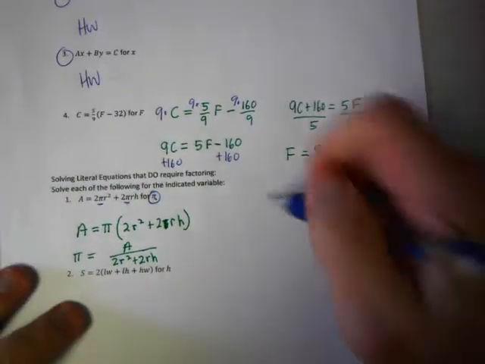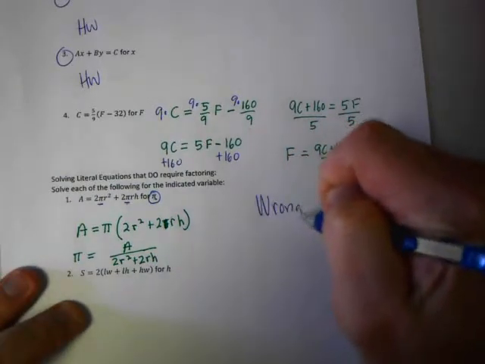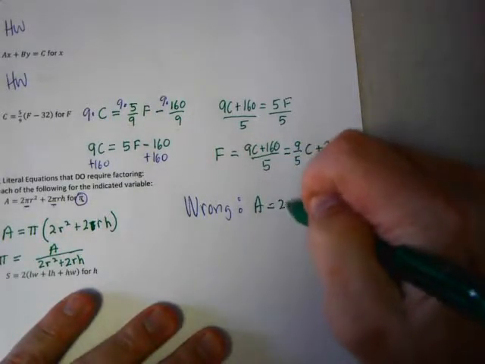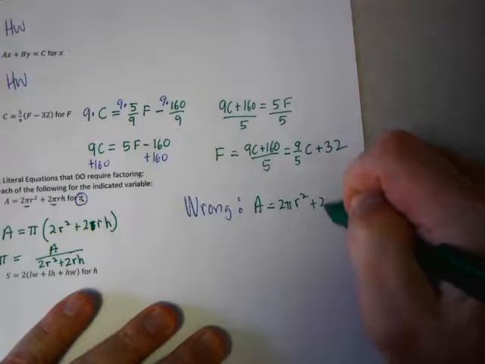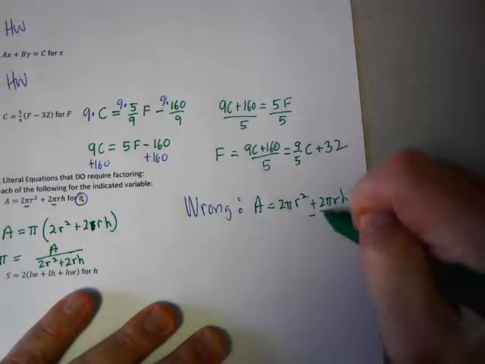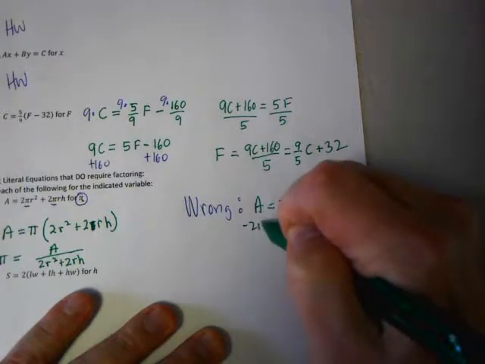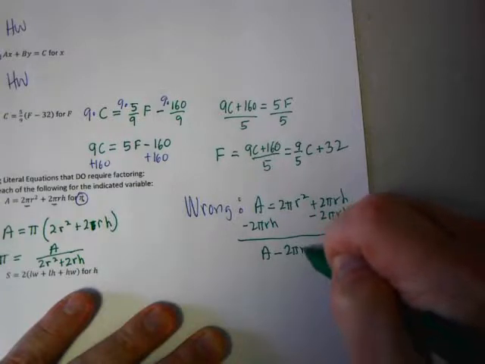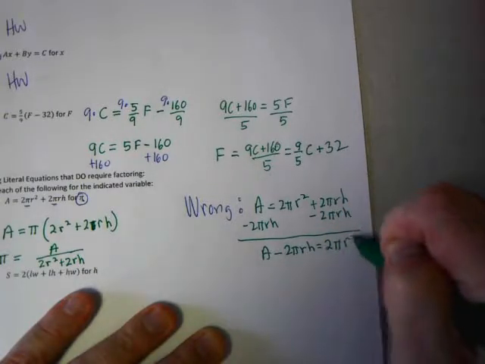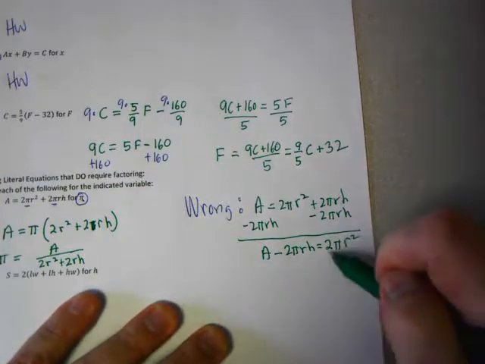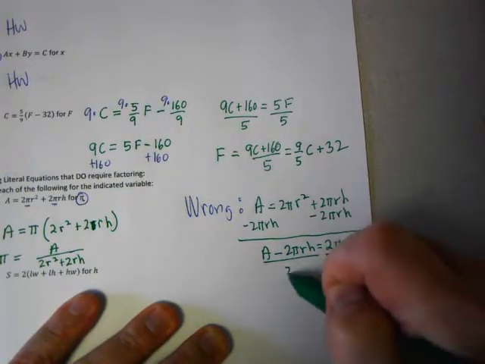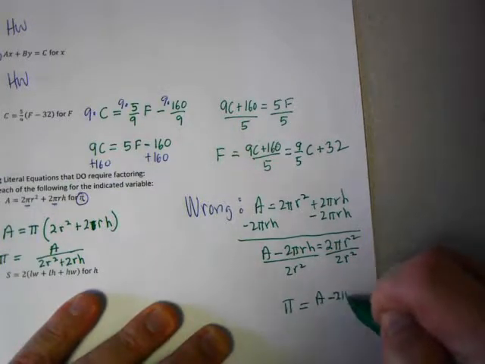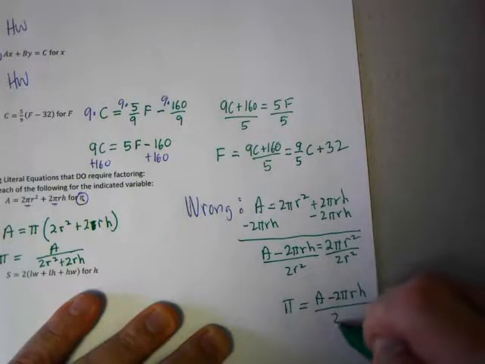Alright, so now let me show you the common mistake that students make, and they do this wrong. They start with a equals 2 pi r squared plus 2 pi rh, and they start by subtracting 2 pi rh on both sides. So they have a minus 2 pi rh equals 2 pi r squared. So then to get the pi all by itself, you divide by 2r squared. So the answer is pi equals a minus 2 pi rh divided by 2r squared.